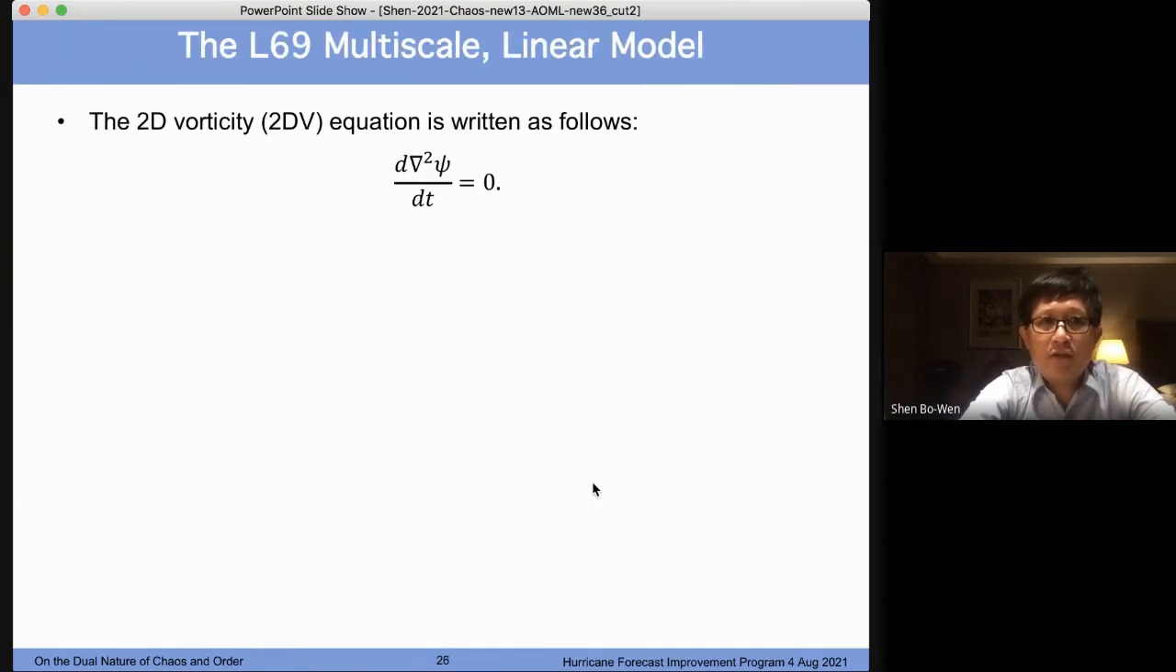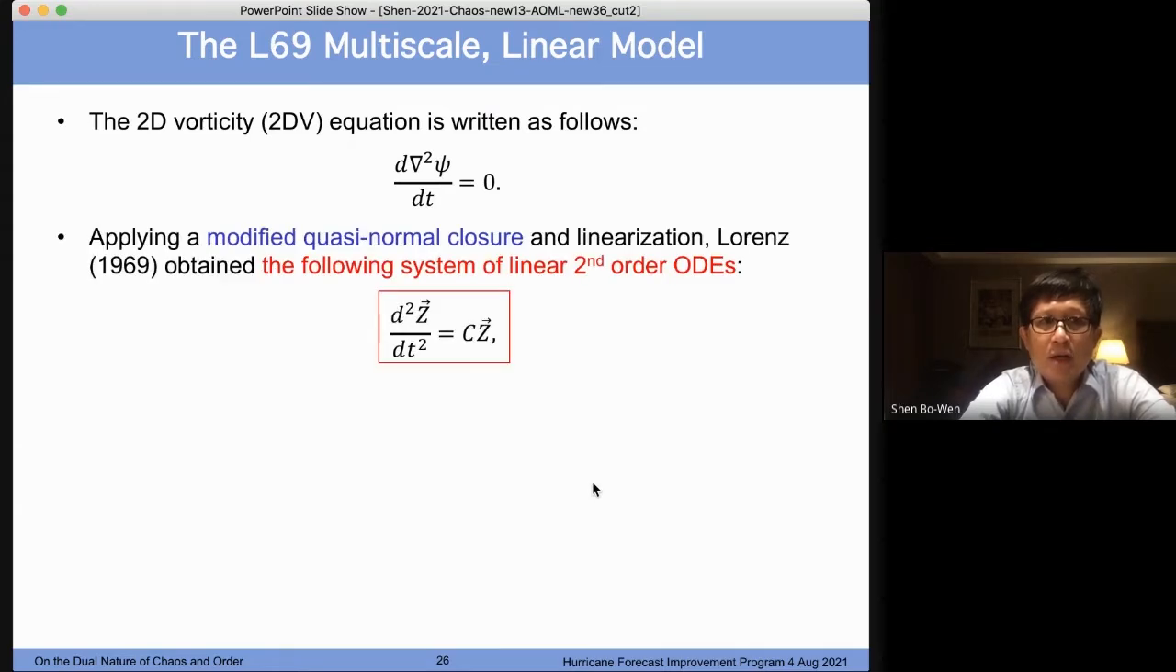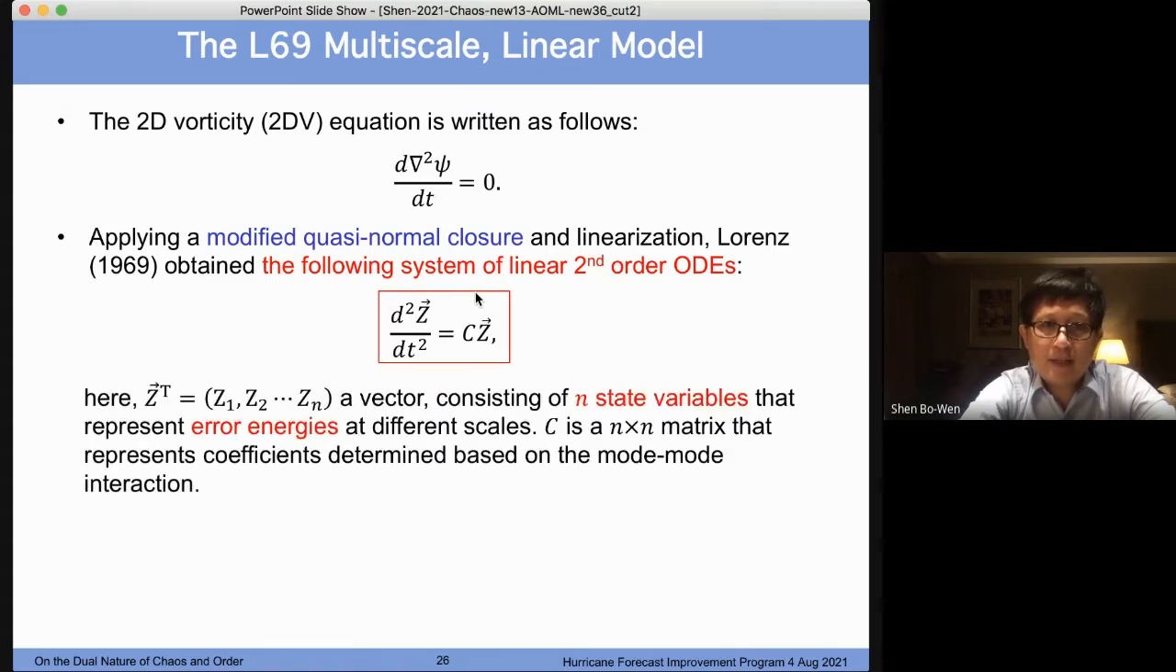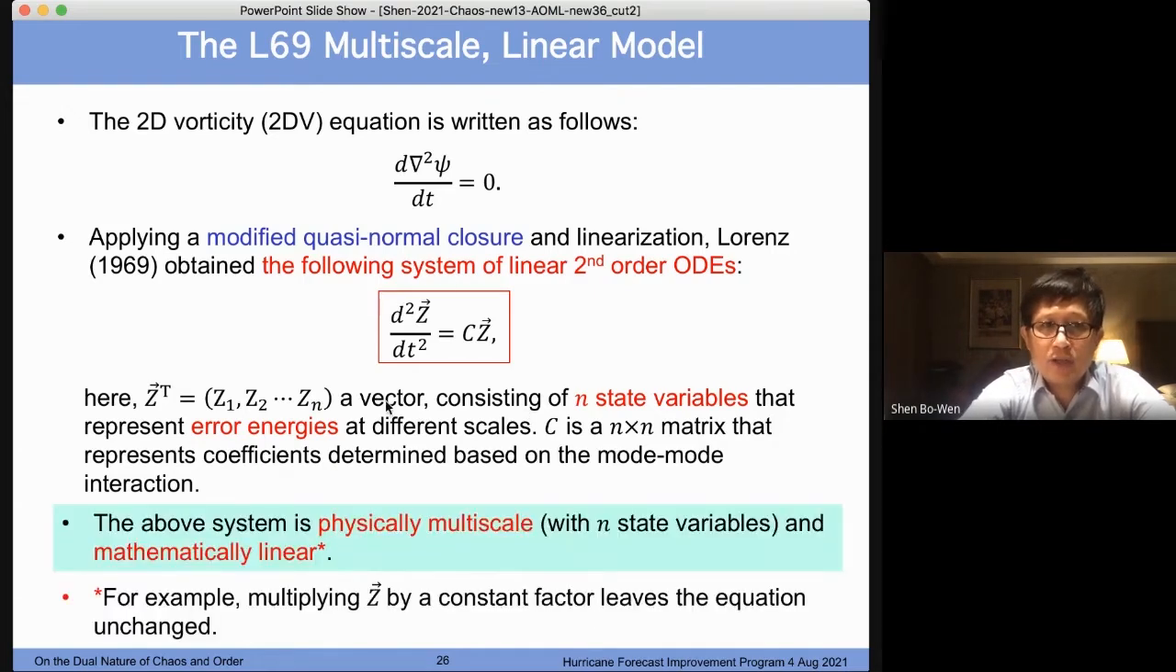Based on the conservation of vorticity, Lorenz applied modified quasi-normal closure and linearization to obtain a linear system of second-order ODE as shown here. Z is a column vector consisting of n state variables. Each state variable represents error energy at a specific scale. C is an n by n matrix representing the coefficients for the state variables. Each element is determined by the mode interactions. Based on the analysis of equations in the red box, the system is physically multiscale because of n state variables. However, it's mathematically linear.